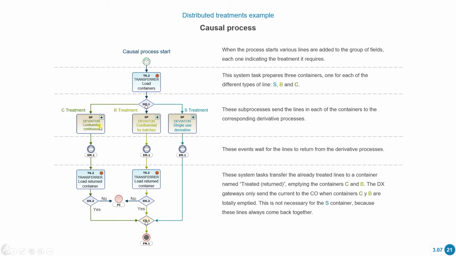Now, what's going to happen once the deviator system task deviates to the other classes of process? We're going to stop the flow and we're going to wait in these intermediate message events. Now, here it's important to take into account that we've added a subprocess.